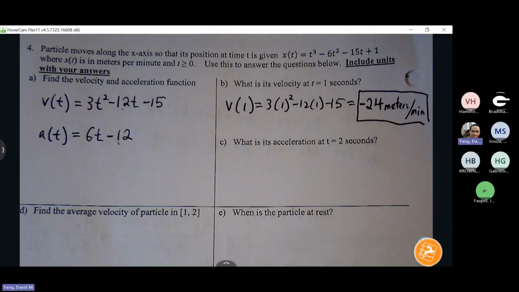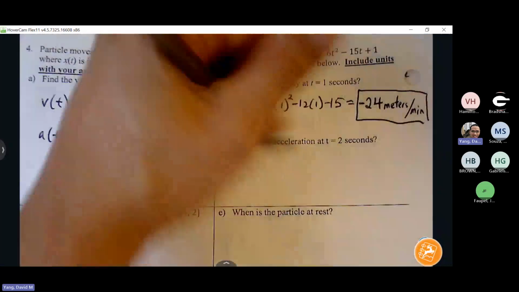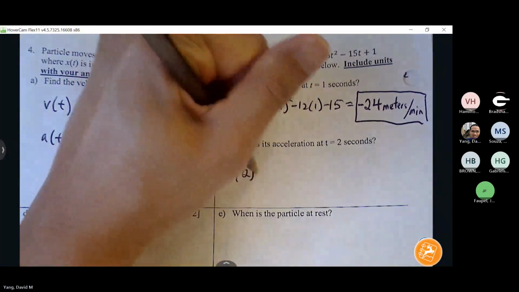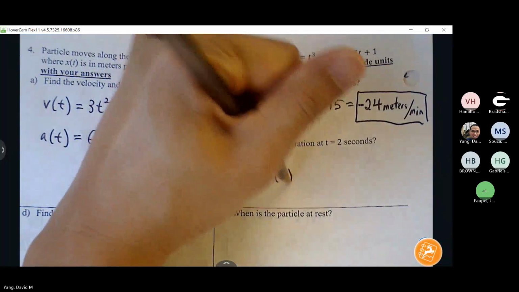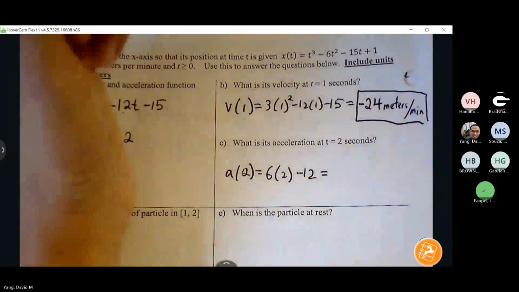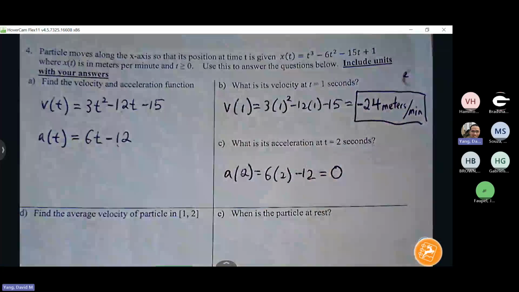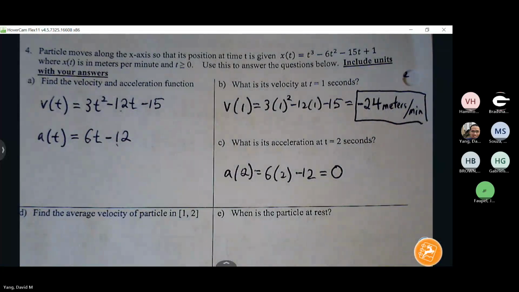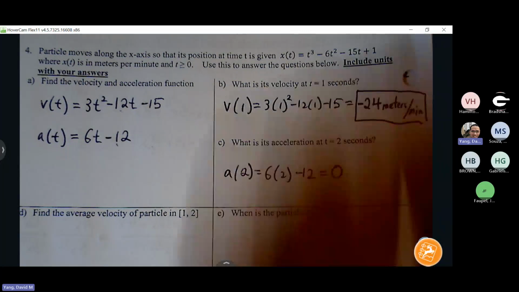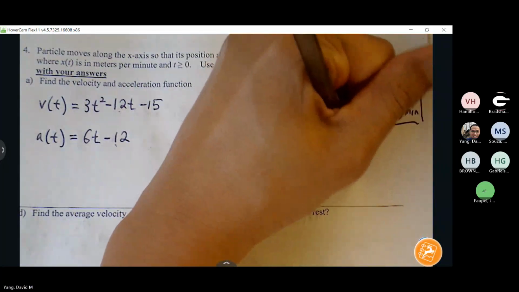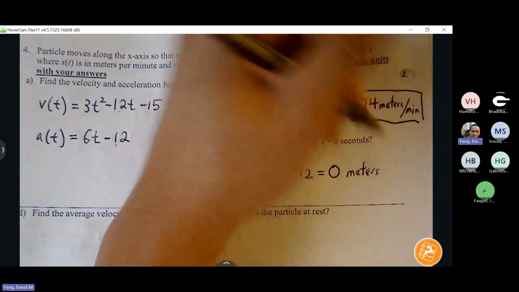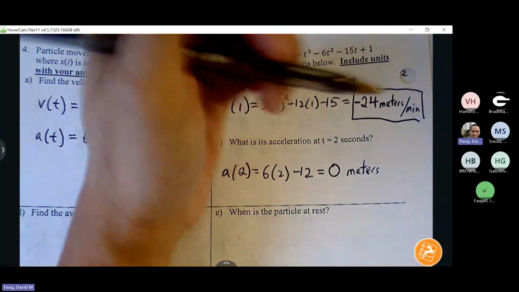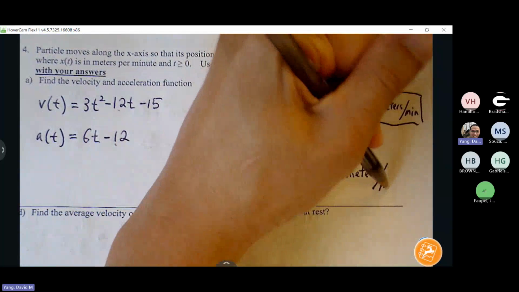Okay, acceleration at 2 seconds, insert 2 in for t. Ends up being 0, but what's our unit of measure there? Yeah, meters per minute squared. I see some students do meters squared per minute. That's something different. Meters per minute squared.